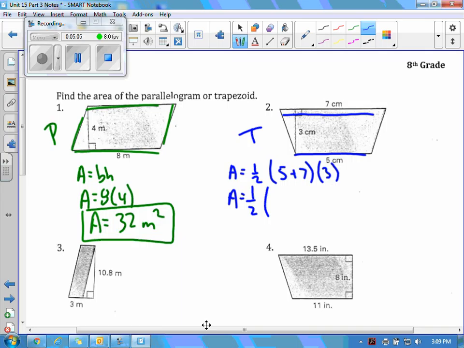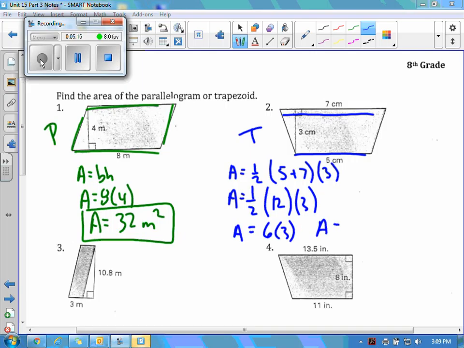Adding the two together, I'll get 12, and then times 3. Now, 1/2 of 12 is 6, so I can multiply that by 3. I'll get 18. My unit is centimeters, and it's area, so these two are squared.